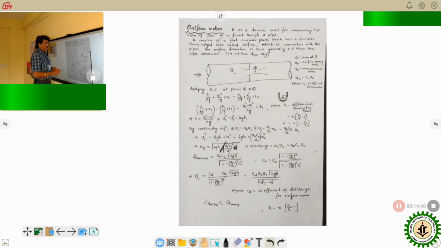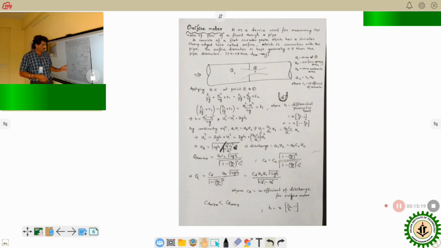Here this A2 is an imaginary one, but the known one is your A naught, which is the orifice hole. So A2 can be replaced by A naught times some contraction coefficient Cc. So A2 is A naught Cc by A1 into V2, which gives V1. Finally, V2 square will be 2gh plus V1 square, which is 2gh plus A naught Cc by A1 whole square V2 square. Taking V2 square to this side, it will give V2 equal to root over of 2gh by 1 minus A naught square Cc square by A1 square.